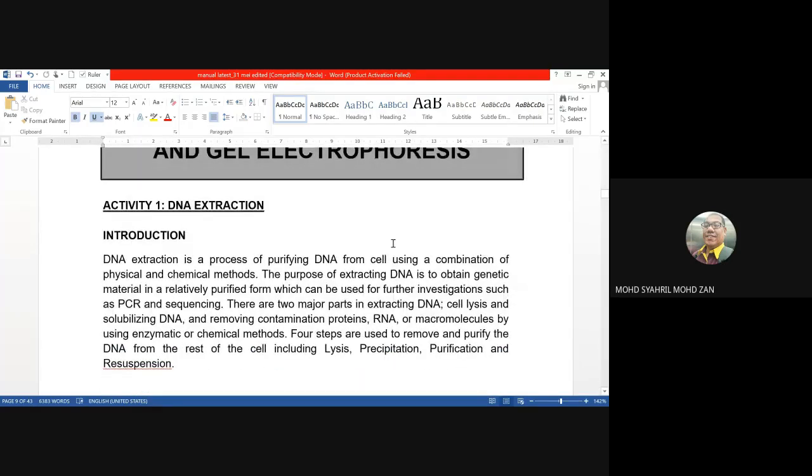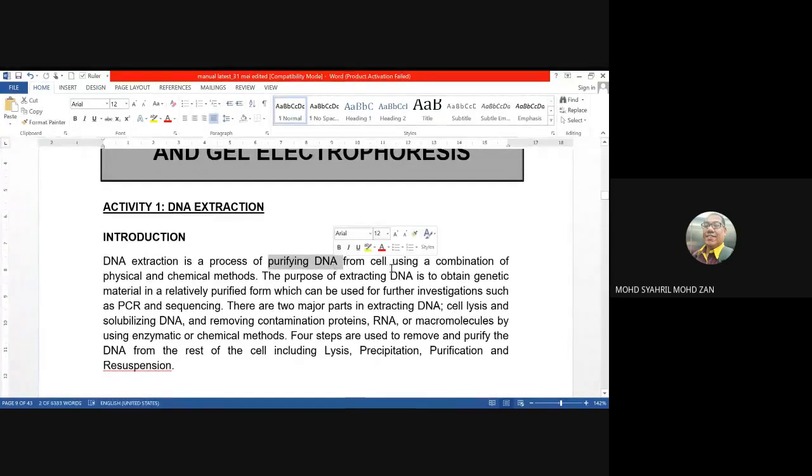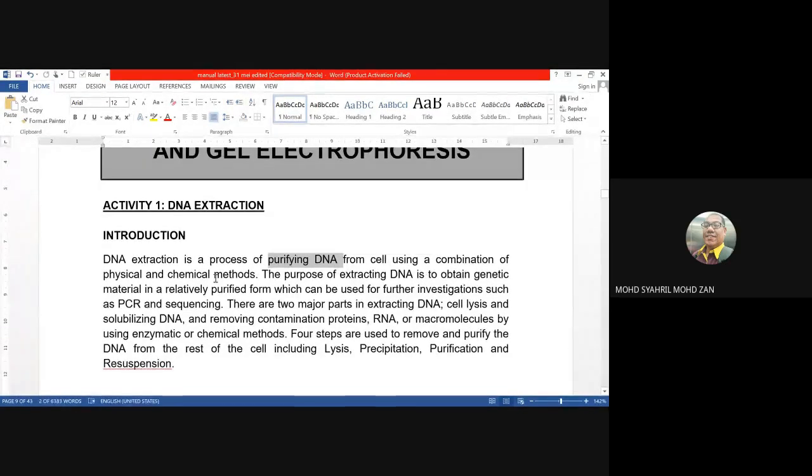Okay, there will be 3 activities inside this experiment number 1. Okay, number 1 will be your DNA extraction, how you extract DNA. In other words, DNA extraction is a process of purifying DNA from the cell using a combination of physical and chemical methods. So what's the meaning of chemical and physical? Physical is you doing it physically. Okay, macam awak korek ke ataupun awak potong ke, that was physical. Chemicals, the process of something bahan solvent or solution.